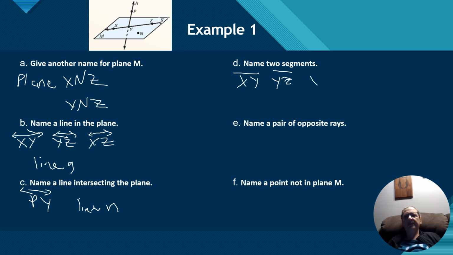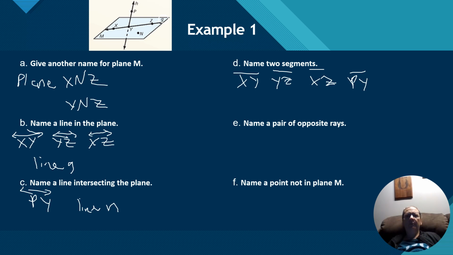I could do XZ as a segment. I could also do PY as a segment. Sorry about the sloppy P there. There we go. And those are all the possibilities of segments. So any 2 of those would be your answer in this case. I just named all 4.